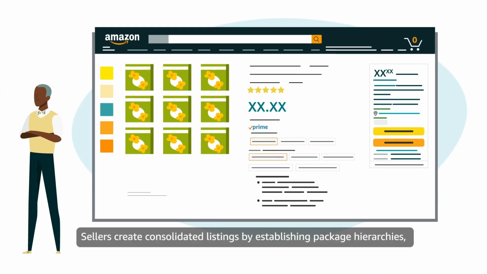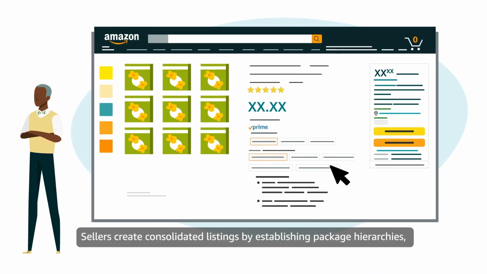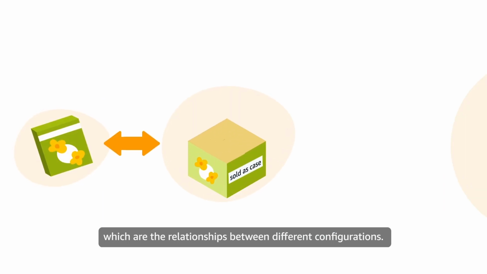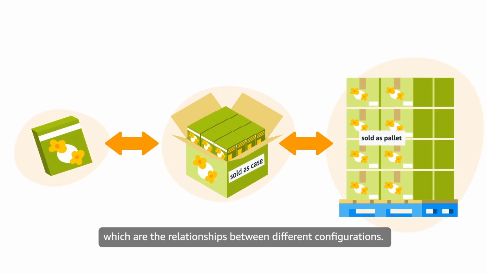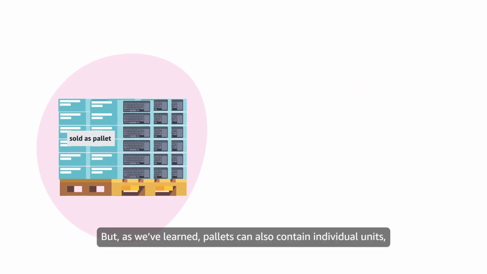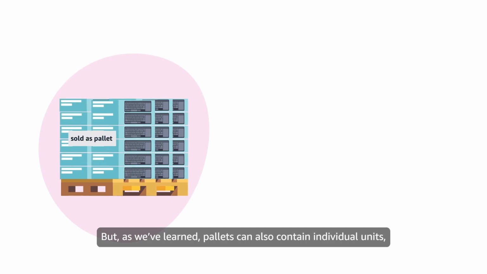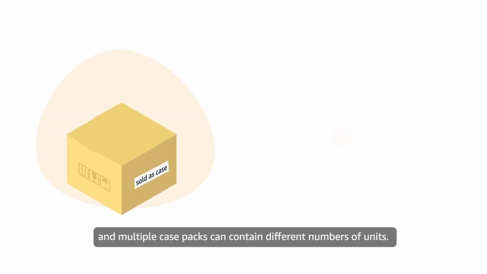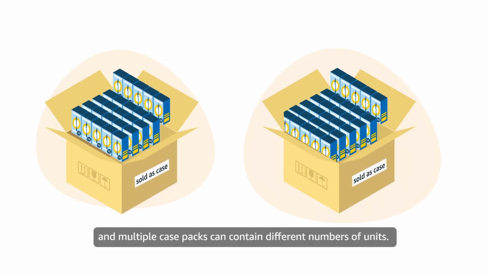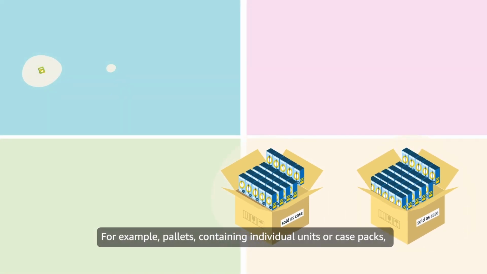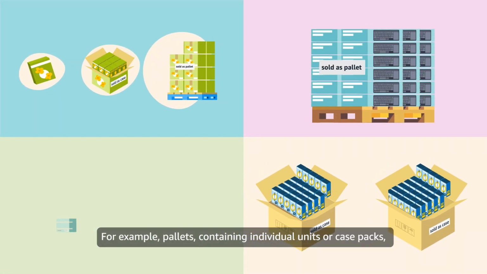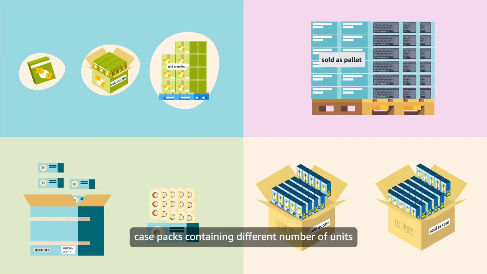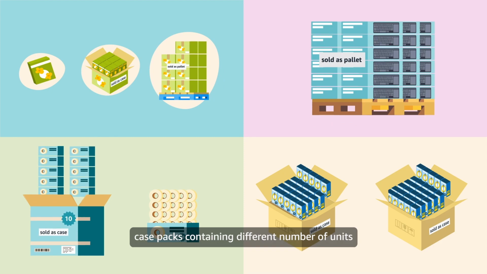Sellers create consolidated listings by establishing package hierarchies, which are the relationships between different configurations. As we've learned, pallets can also contain individual units. Case packs can contain other case packs, and multiple case packs can contain different numbers of units. For example, pallets containing individual units or case packs containing different numbers of units.